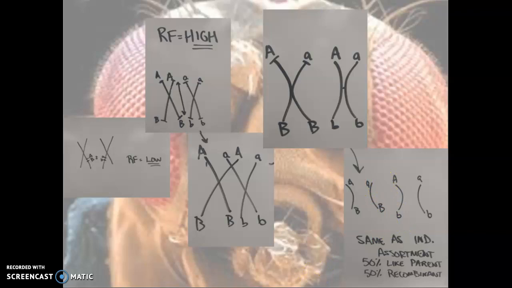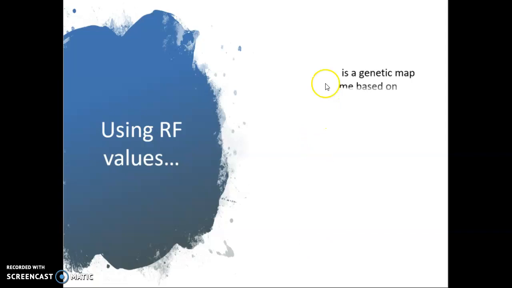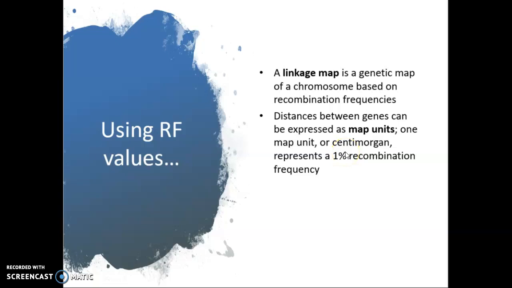So again, using RF values, what we do is we draw linkage maps. Those linkage maps are genetic maps of chromosomes based on the recombination frequencies. The distances between genes can be expressed as map units. He called them centimorgans, kind of a very conceited dude, but he called them centimorgans. So T.H. Morgan named the measurement after himself. Every centimorgan represents a 1% recombination frequency. So map units indicate relative distance and order, but not precise locations of genes.